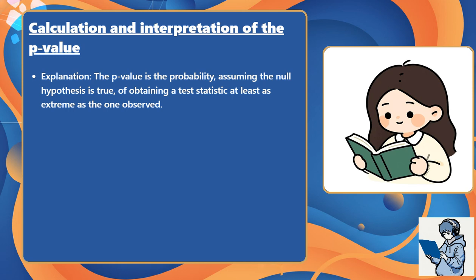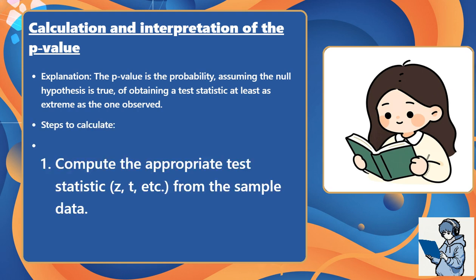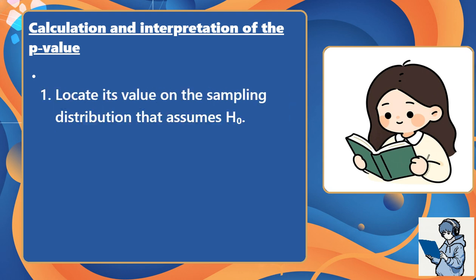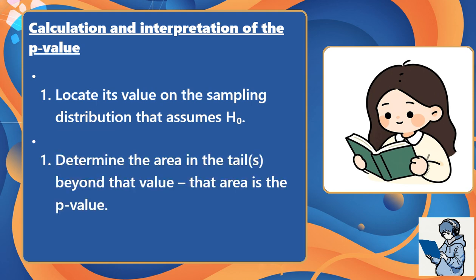Explanation: the p-value is the probability, assuming the null hypothesis is true, of obtaining a test statistic at least as extreme as the one observed. Steps to calculate: compute the appropriate test statistic, Z, T, etc., from the sample data. Locate its value on the sampling distribution that assumes H0. Determine the area in the tails beyond that value.